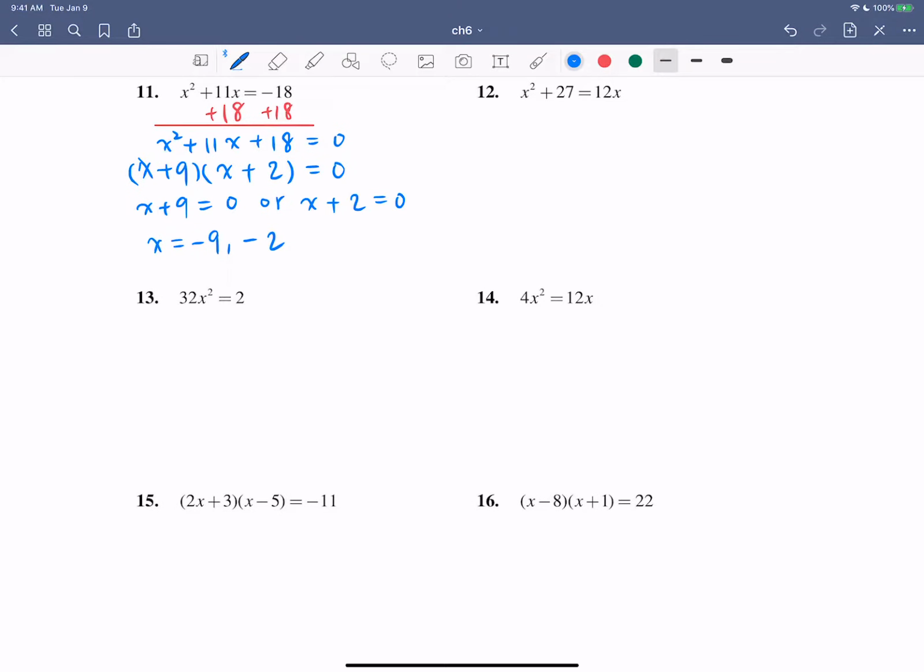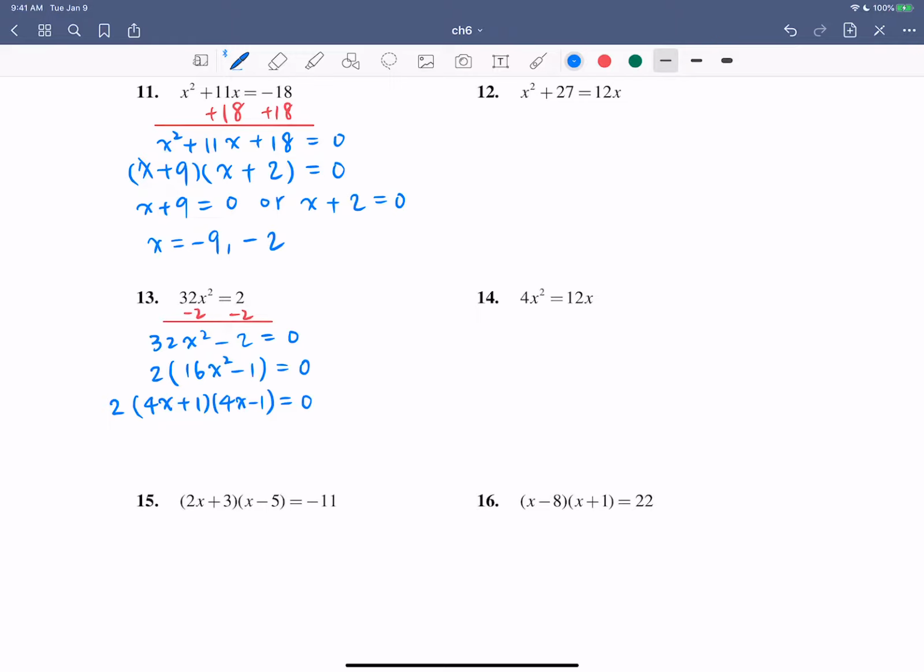Number 13. 32x squared equals 2. So the first thing to do, just like before, gonna move the 2 to the left hand side. And we obtain 32x squared minus 2 equals 0. And then GCF. We could factor out 2, and we have 16x squared minus 1 equals 0. And notice that inside that grouping symbol, we have a difference of two perfect squares. Using the formula, we could factor into 4x plus 1 times 4x minus 1.